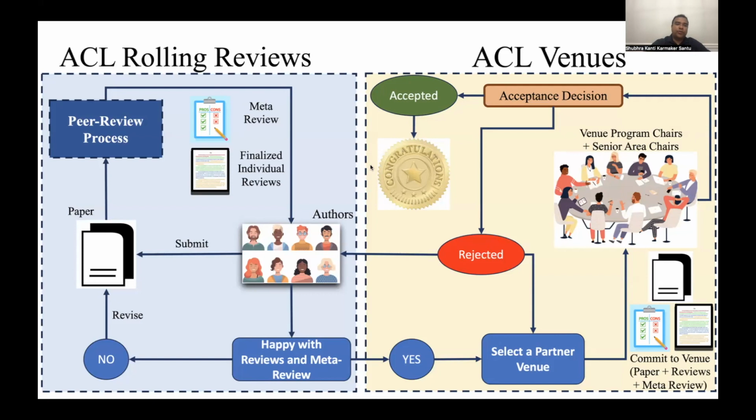One more thing I would like to highlight is that you can still simulate a traditional conference system using this rolling review and committing framework. It's just that the reviewing process has been decoupled from the conference decision process. And the authors have more control over what they want to do with their paper, as well as the meta review and the individual reviews they receive.